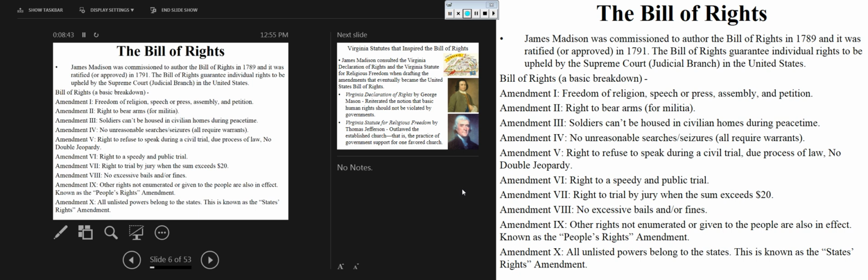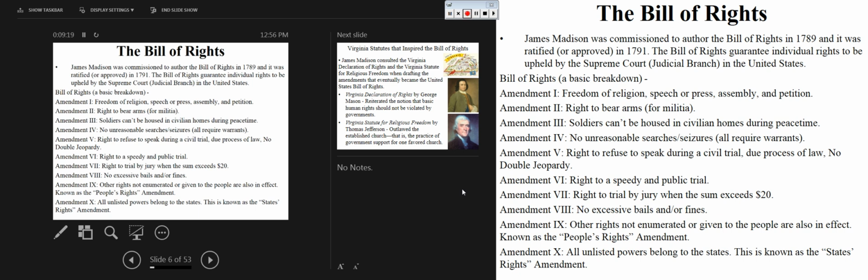The Fifth Amendment, this is an important one, right to refuse to speak during a civil trial, or you plead the Fifth so you don't do what? Incriminate yourself, good. Also in 5, due process of law, no double jeopardy, meaning you can't be tried twice for the same offense. Amendment number 6, right to a speedy and public trial. 7, right to a trial by jury when the sum exceeds $20.